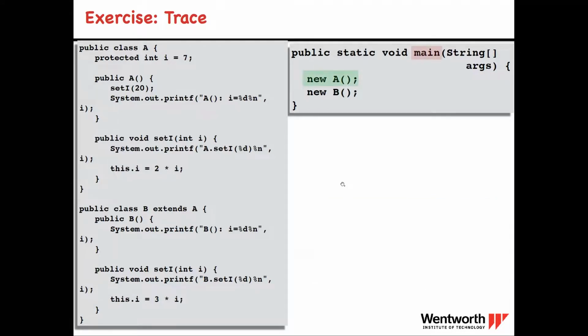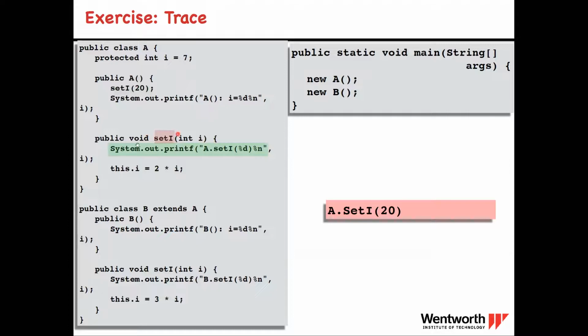So we start with main. We're starting by creating a new A object. So we come over here to the constructor, with a little spotlight on here. And technically we call super. Super goes up to Object. Object's super doesn't do anything, so it comes back down. And we say setI(20). Okay, so we're calling that method. That comes over to here. This prints A setI 20.